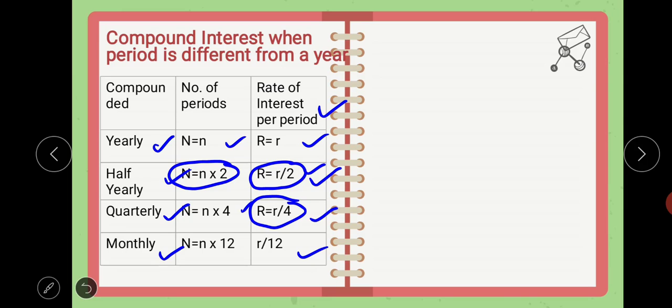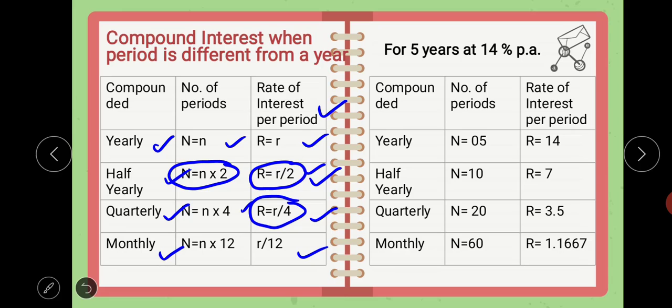So I will give you a small chart here. So this will show when the period is 5 years and the rate of interest is 14% per annum, for compounded yearly the value of N will be 5 and the rate of interest is 14% per annum. But when we calculate the compound interest compounded half yearly, we have to take the value of N equal to 10 and the rate of interest is 7% because 14 divided by 2.